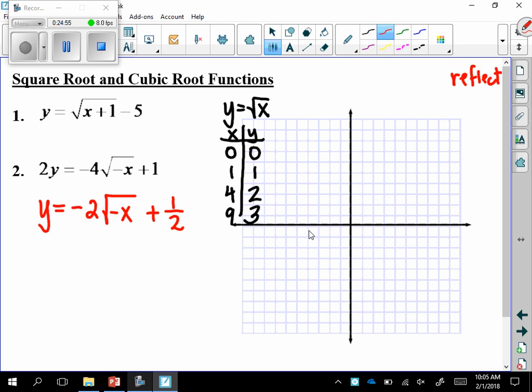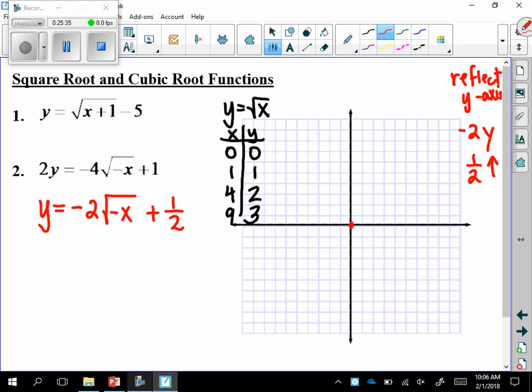Reflect over the y-axis. Or we could think of it as multiply all the x's by -1. That would do the same thing. Then we'll move to the outside. What about the -2 on the outside? Negative 2y, and then move up 1/2. We're going to go in this order. Reflect over the y-axis, then multiply the y-coordinates by -2, then move up 1/2 of the unit.